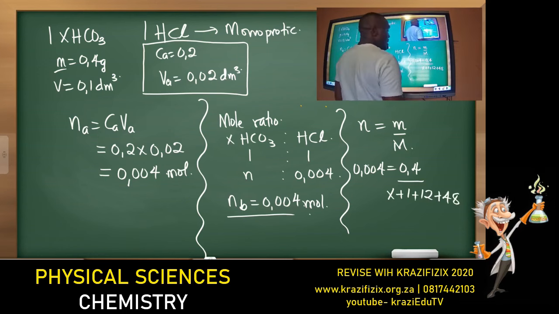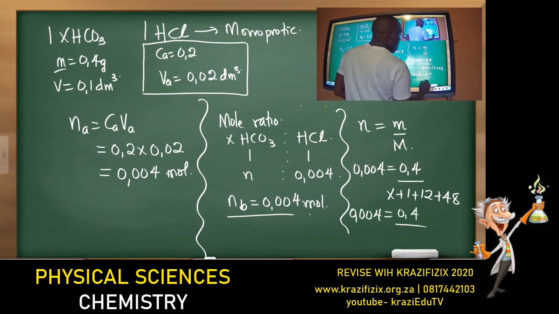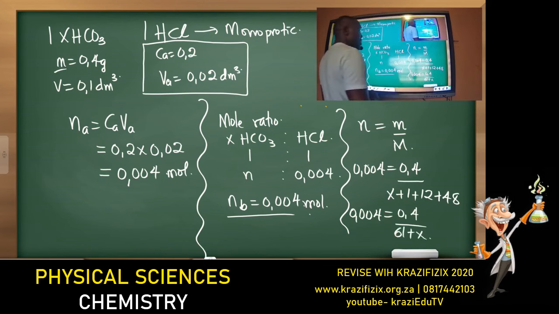48. Let's do the maths. 48 plus 12 will give us 60. 60 plus 1 would give us what? 61. So we have 0,004 equals to 0,4 over 61 plus X.